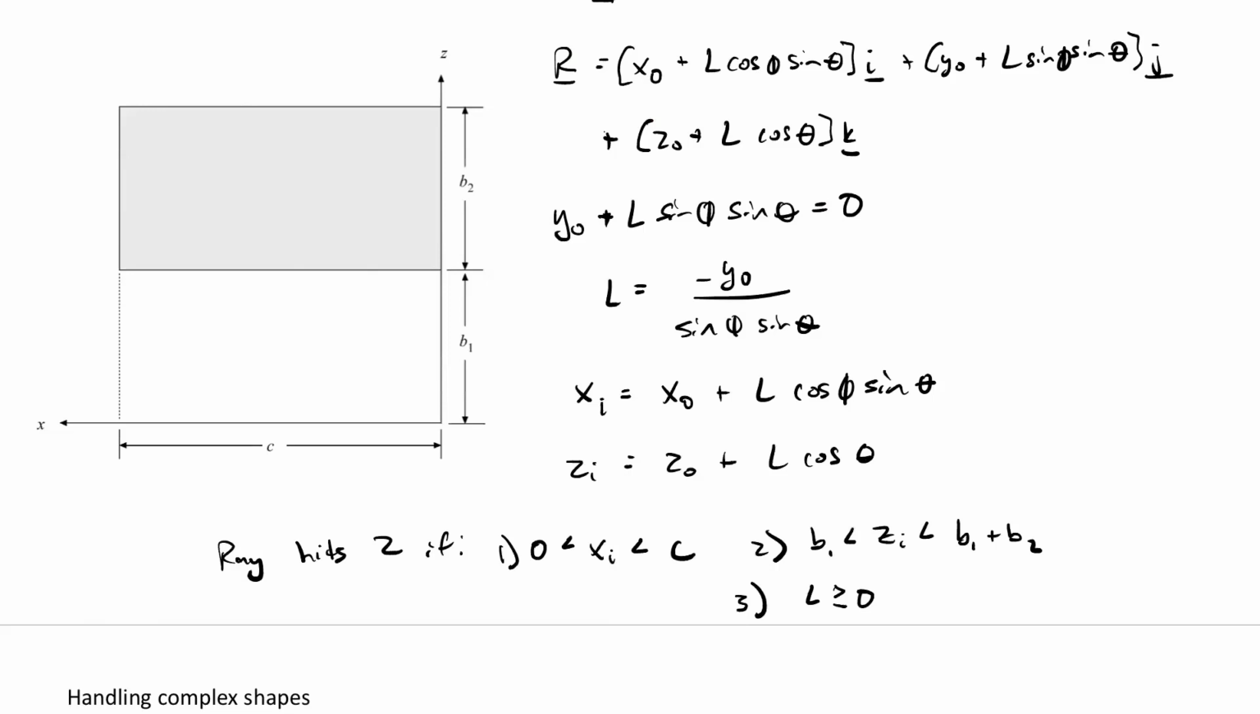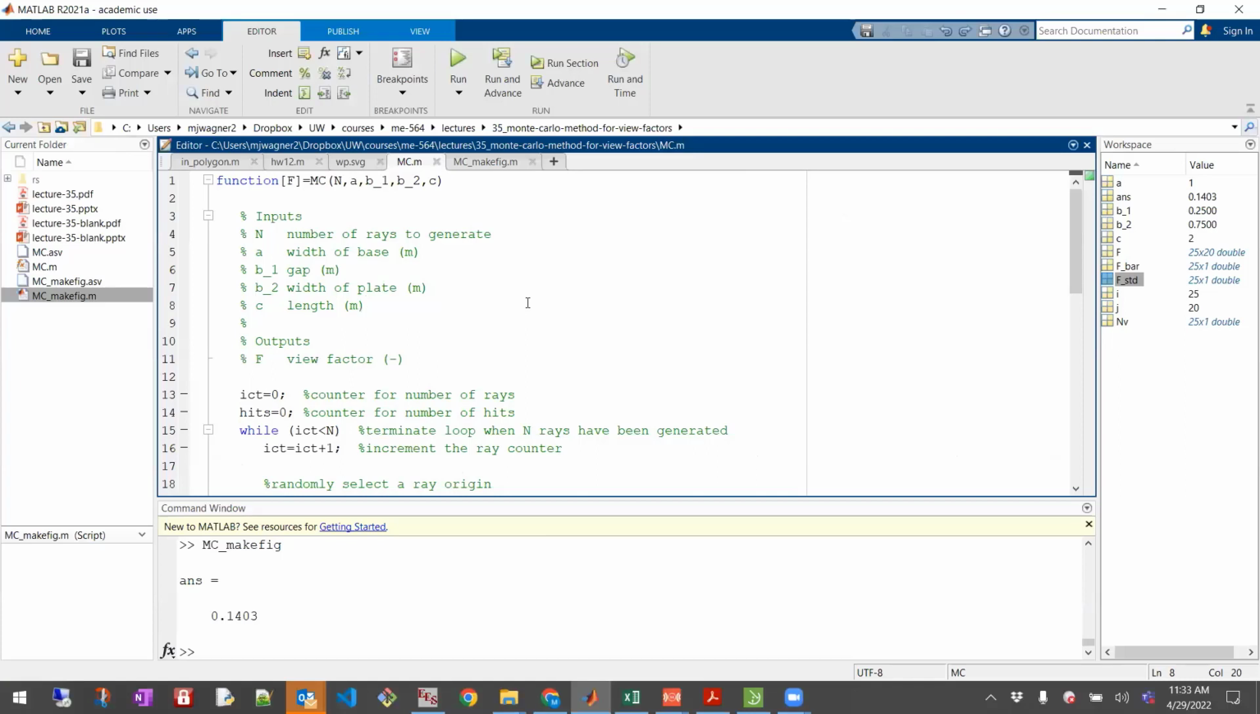Okay, so let's look at how this is implemented. There's a Matlab example here, in the lecture folder. What we've done here is created a function. This function is returning the view factor f, and we'll call this function MC for Monte Carlo.